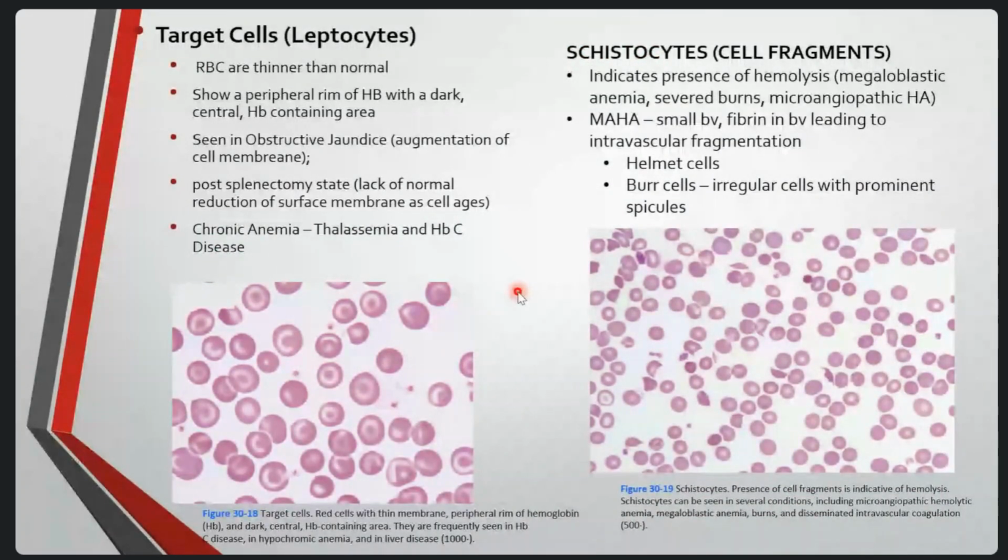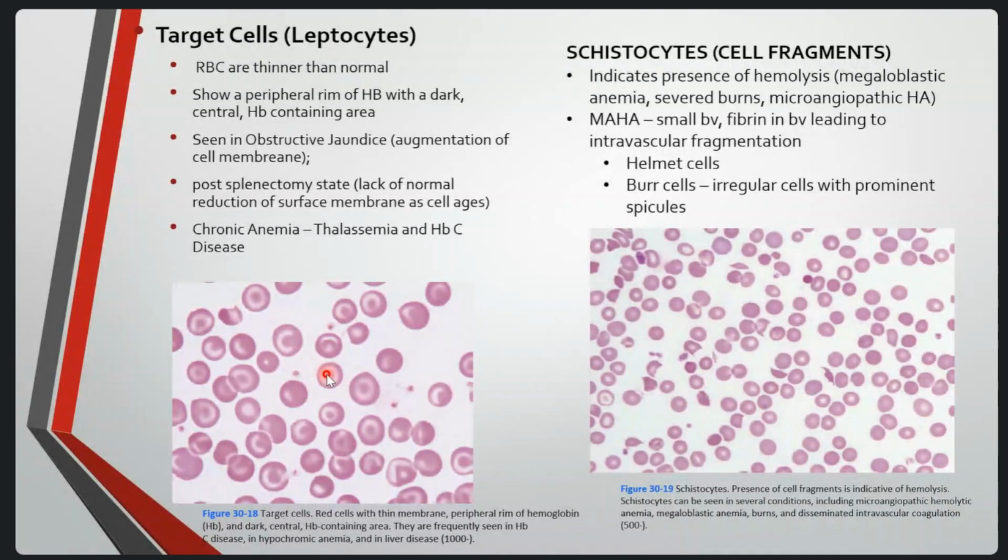Another variation is the target cells, also known as leptocytes. As you can see here, there is a peripheral rim of hemoglobin with a dark central area. We have a common term for this: it looks like the top view of a man that is wearing a hat, because it has a dark central area.